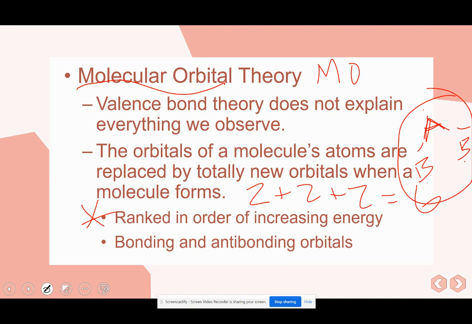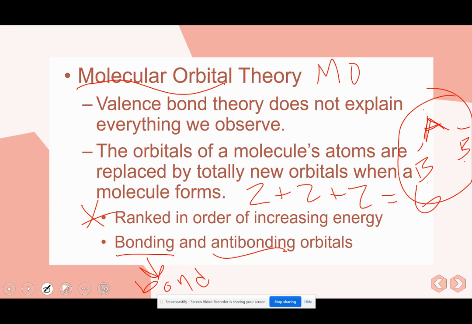Within this molecular orbital theory, you end up with two different types of orbitals: bonding and anti-bonding orbitals. They are exactly what they sound like. A bonding orbital is where a bond will form. A bonding orbital is an orbital that is in the correct place for a bond to form. These bonding and anti-bonding orbitals are a way to predict if a bond will or will not form between two atoms.